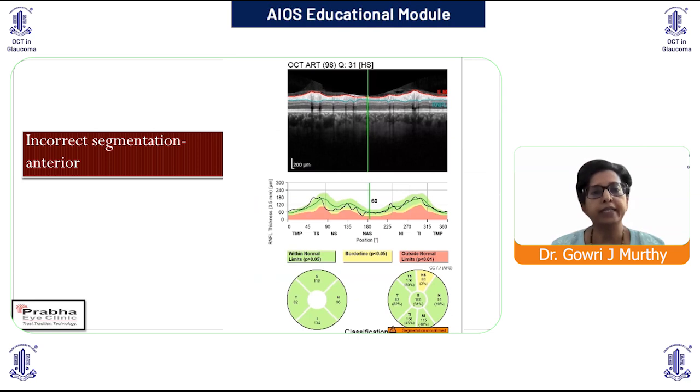So let's look at an example here. You can see this red line is the anterior border, and it has been inaccurately segmented. So there is some amount of RNFL which has been missed, and the segmentation goes into the RNFL area. So these kinds of errors can lead to erroneous results. This borderline here is due to the erroneous segmentation.